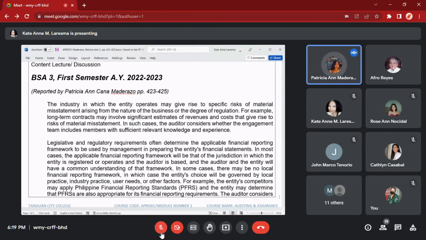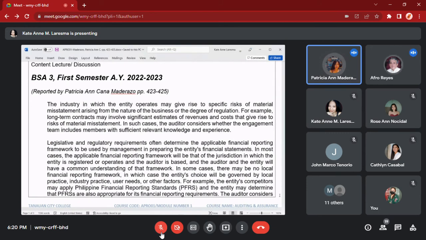Legislative and regulatory requirements often determine the applicable financial reporting framework to be used by management in preparing the entity's financial statements. In most cases, the applicable financial reporting framework will be that of the jurisdiction in which the entity is registered or operates and the auditor is based, and the auditor and the entity will have a common understanding of that framework.